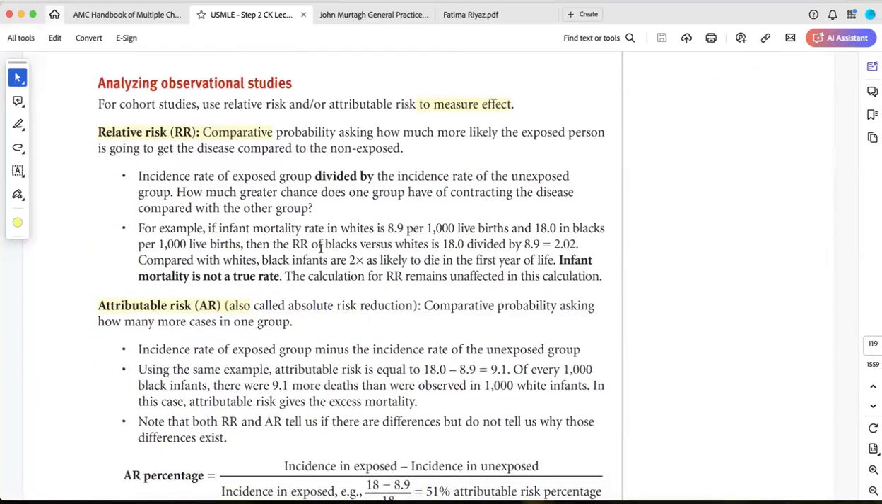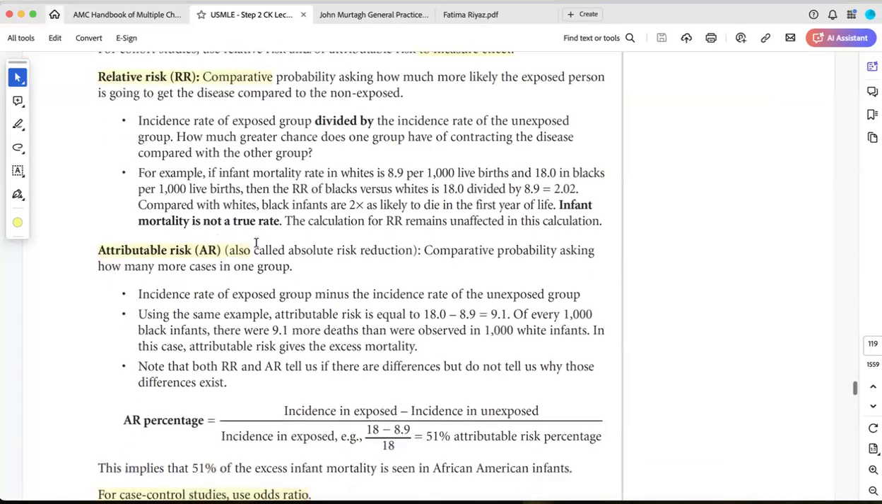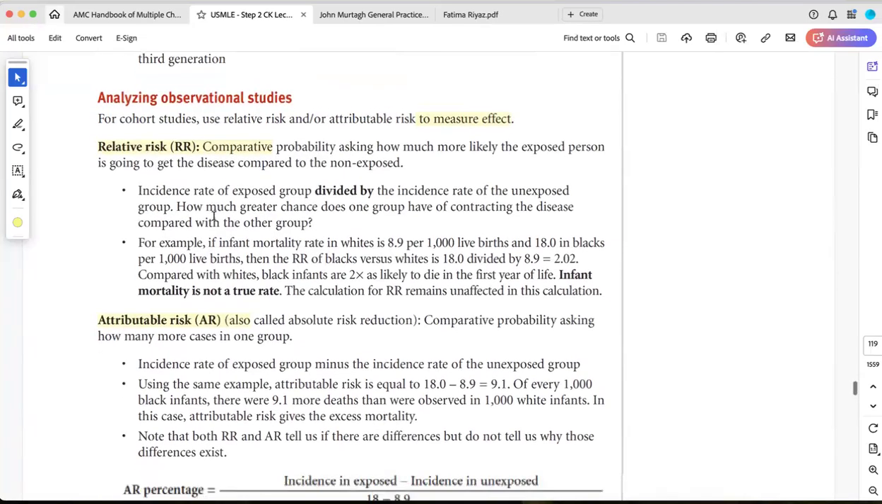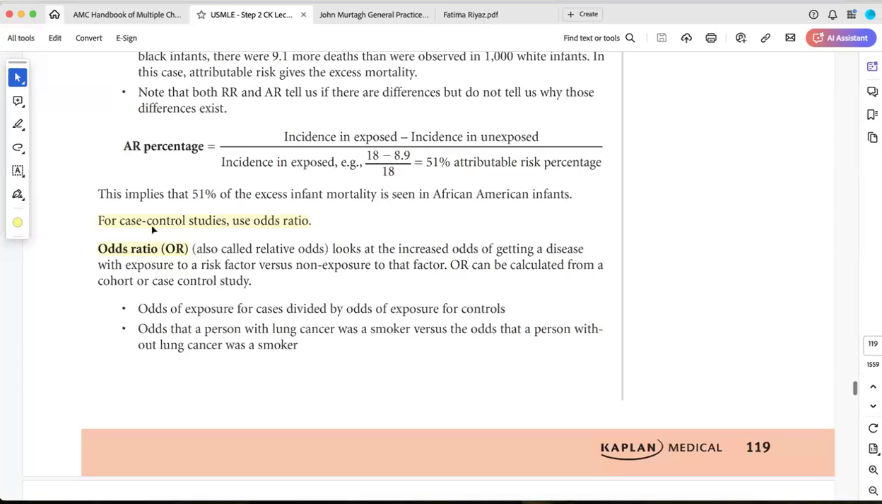Now, when we do observational studies, sometimes we use a few things to find out the math. To analyze observational studies, we use relative risk and attributable risk. You can read it if you like. These are the two things that we use for analyzing observational studies, whereas for case control studies, we use odds ratio.